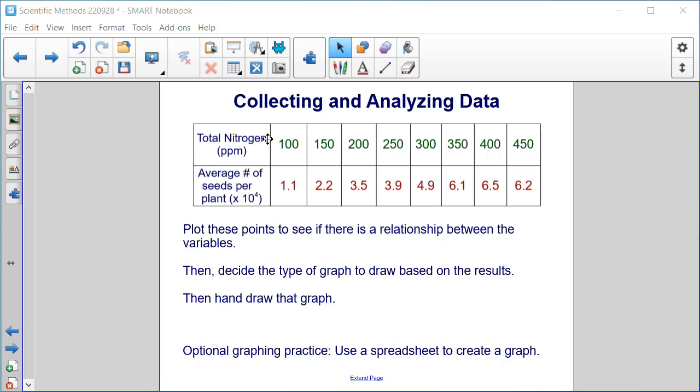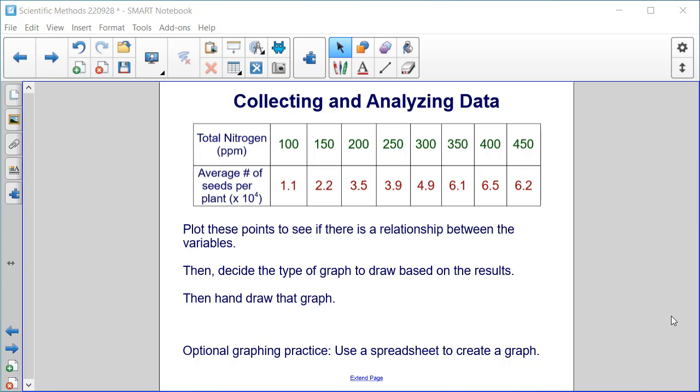So I'm showing in the table the total nitrogen in parts per million from 1 to 450 and the corresponding average number of seeds per plant. And each of these values, 1.1, 2.2, 3.5, and so on, are measured times 10 to the minus 4. So 1.1 times 10 to the minus 4, 3.9 times 10 to the minus 4, and so on.